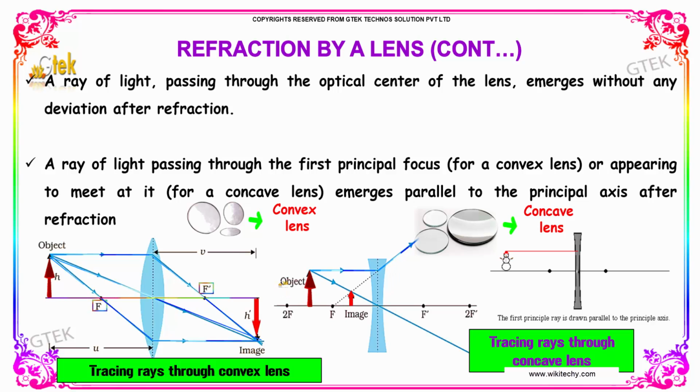A ray of light passing through the optical center of the lens emerges without any deviation after refraction. You can see here how the ray of light passes through the optical center of the lens, and it emerges after refraction.